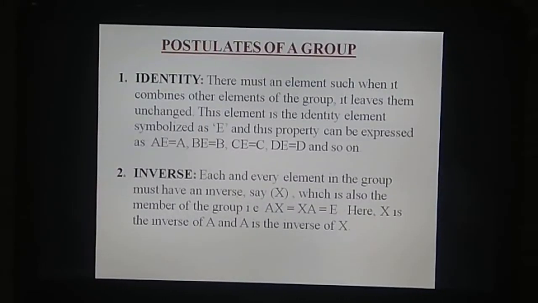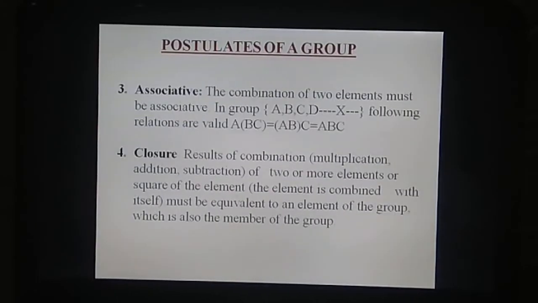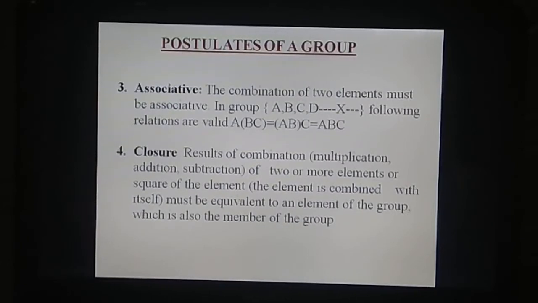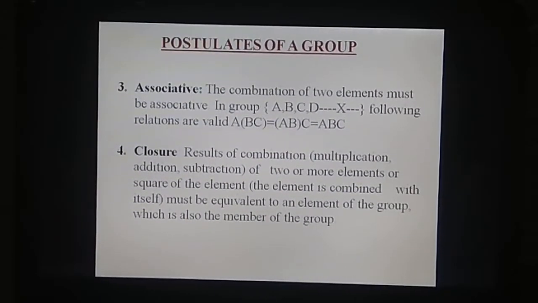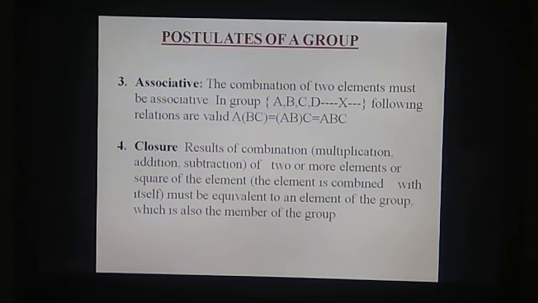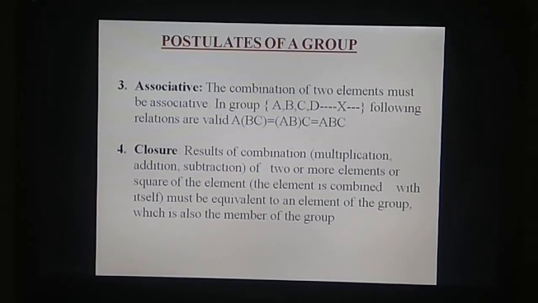Identity is denoted by capital E, which leaves all the elements unchanged. And inverse means every element has an inverse, and when an element is combined with its inverse, the result is identity. Associative means again A combined with the combination of B and C is equal to the combination of A and B combined with C, provided the order remains the same. And the last one is closure, which means if we combine any two elements, then their result must also be a member of the group. So again, a group is a collection of symmetry elements that must follow these four postulates.